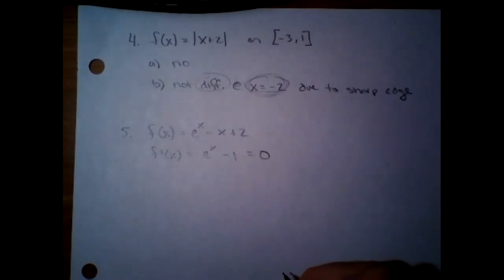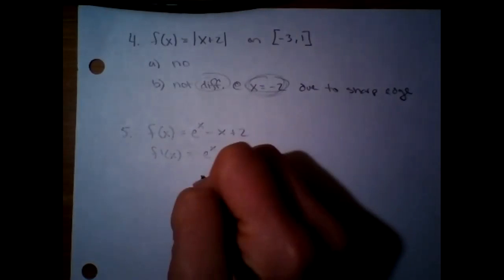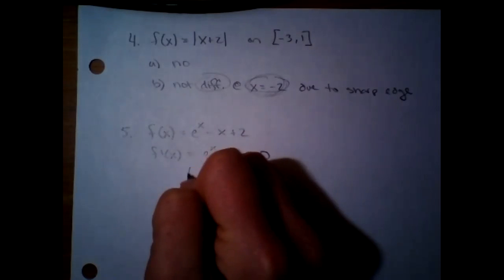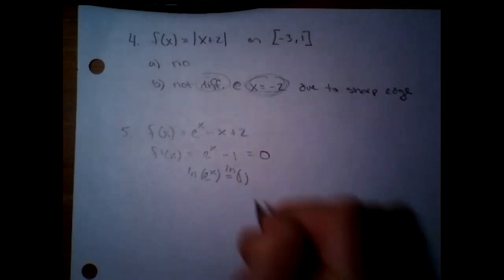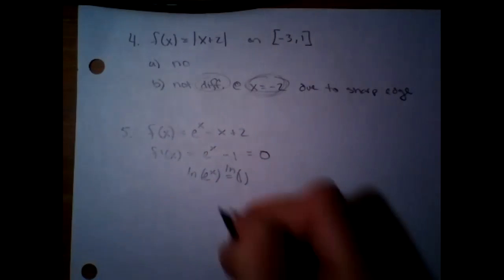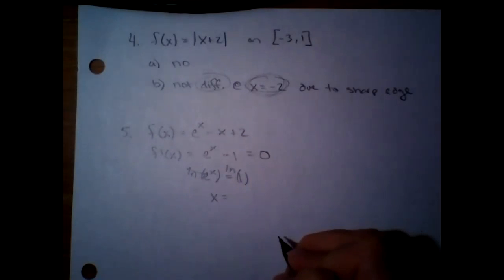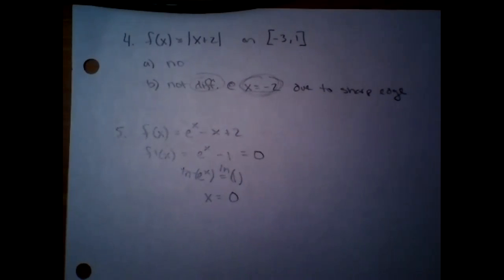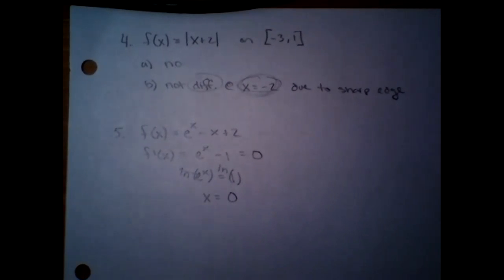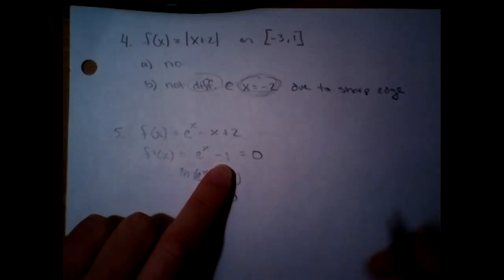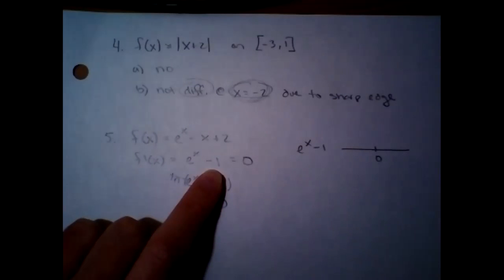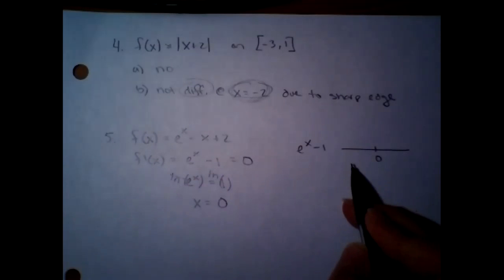So derivative equals 0. We're going to add over the 1. And then to cancel out e, we're going to do ln. So that gives us x equals ln of 1 is 0. And so that is our critical point, x equals 0. So we need to make a number line to show whether this is where we have a maximum or a minimum. So here's my derivative, e to the x minus 1. And so we're going to make a number line for that. So I'm going to test a point over here.